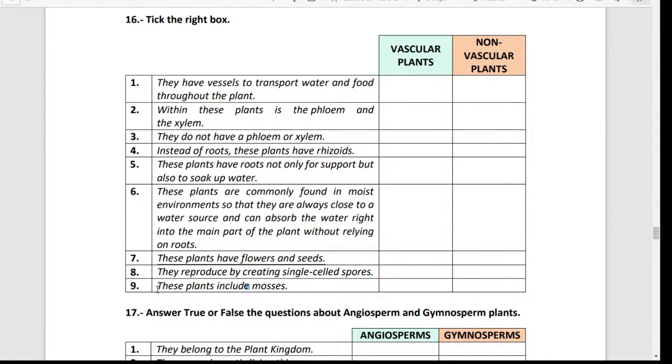So number 9. These plants include mosses. Mosses is the English for our Spanish musgo. Mosses. So the answer is, remember, the answer is non-vascular.